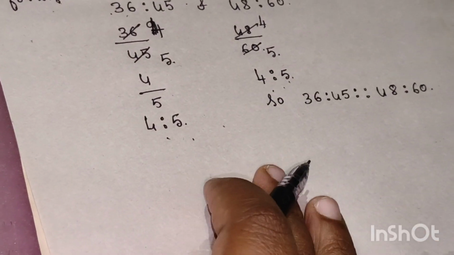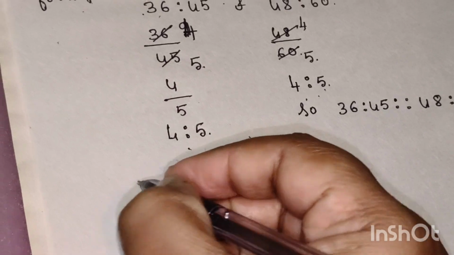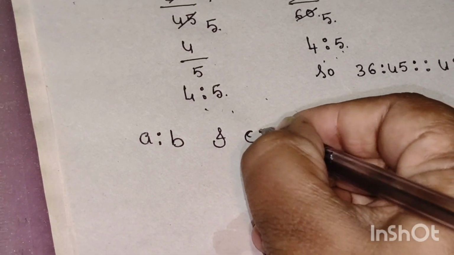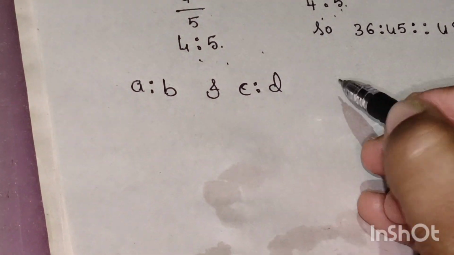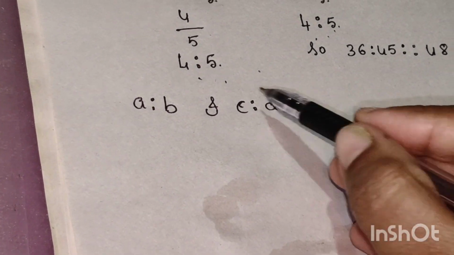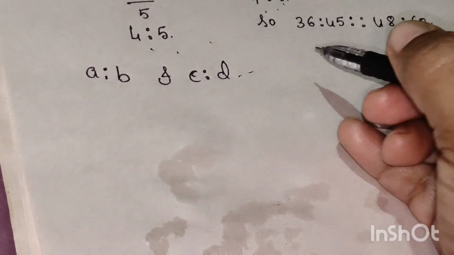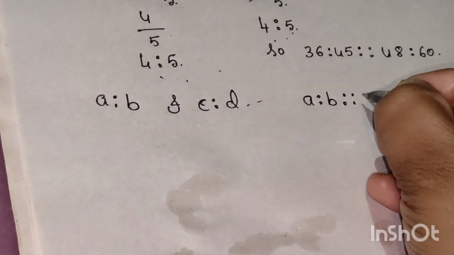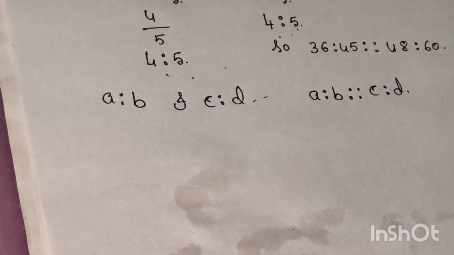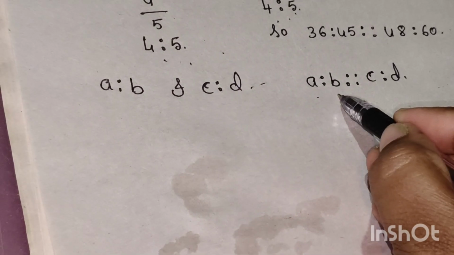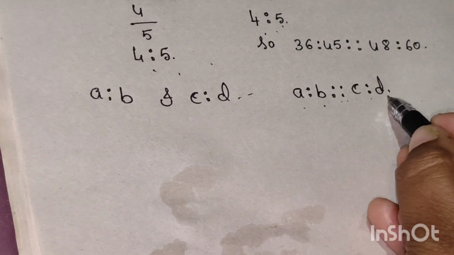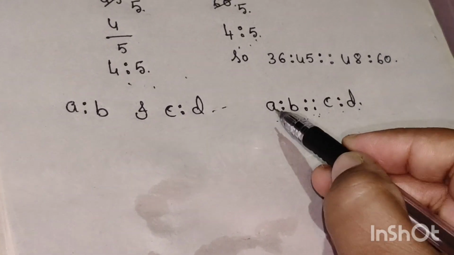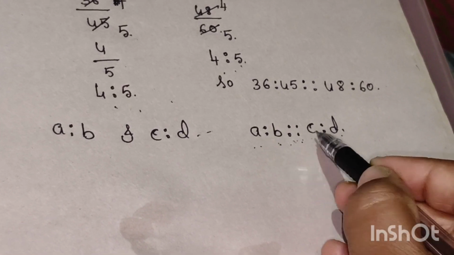In general, it is denoted by: if A is to B and C is to D, these two ratios are proportion, it is denoted by A is to B is proportion to C is to D. So we read it as A is to B is proportion to C is to D. We do not read it as double colon.